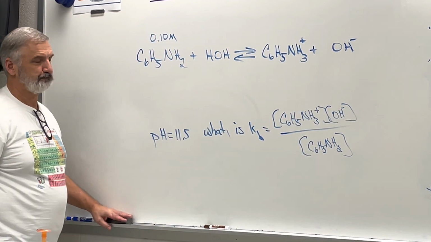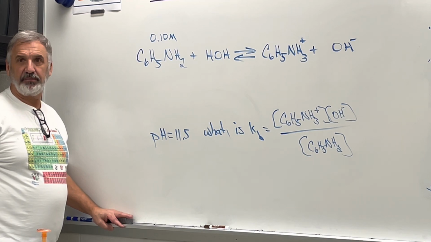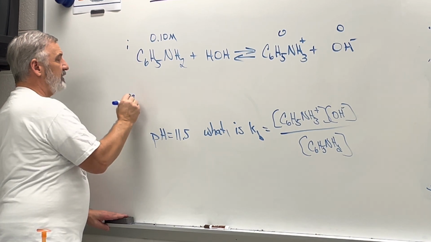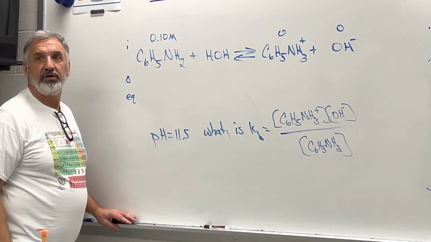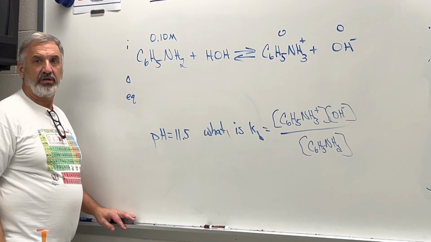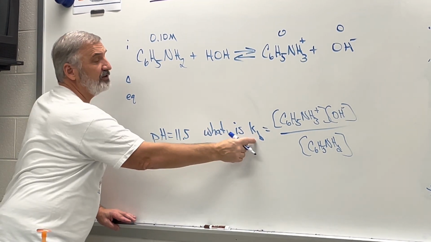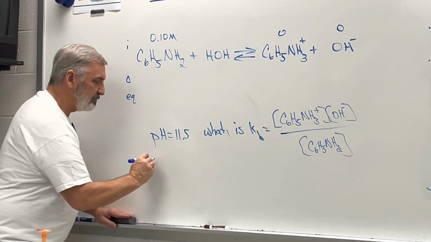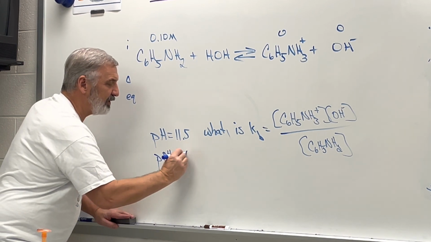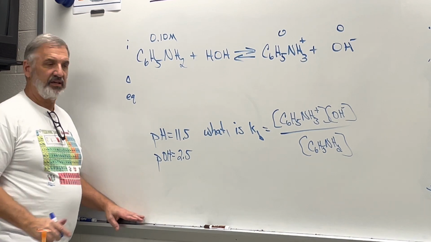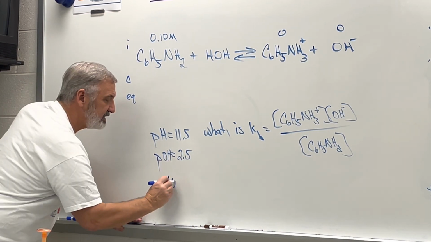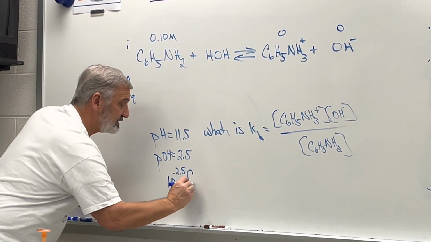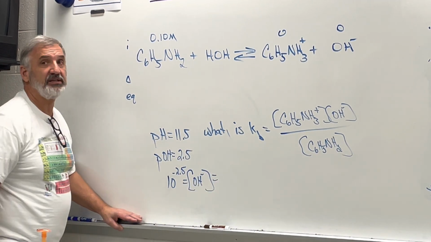So how do I get that? ICE, baby. Okay, so this is 0 and 0. What's my change? What at equilibrium, what do I know? It's 0.10 molar minus X. Minus X, but I can't have two variables if I'm looking for Kb. I can't have an X. What does pH tell me? What's the pOH? 2.5. Well, how can I use that? 10 to the negative 2.5 is going to equal what concentration? That's the OH minus. Someone get that value for me, please.